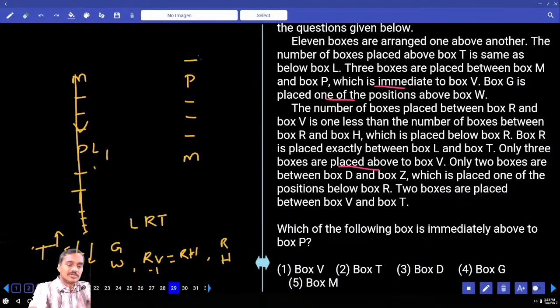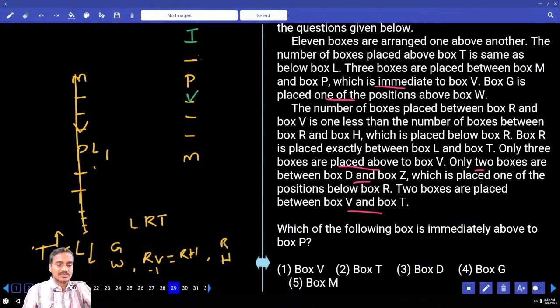Now let us take a possibility. Shall we start? V can be below this one or above this one. Now if you start with this one below this, then tell me, T and L. Only 2 boxes between D and Z. Z is placed in one of the others. 2 boxes are in between V and T. Now in between V and T there must be exactly 2 boxes. Where is it? Between V and T there must be exactly 2 boxes, and T must be here. Does that fit or not?